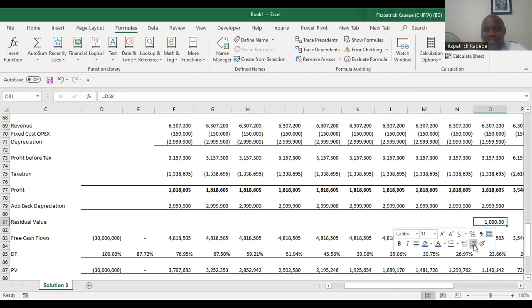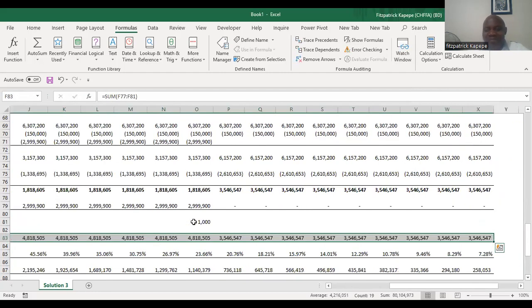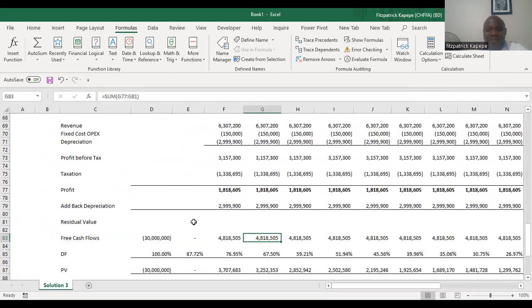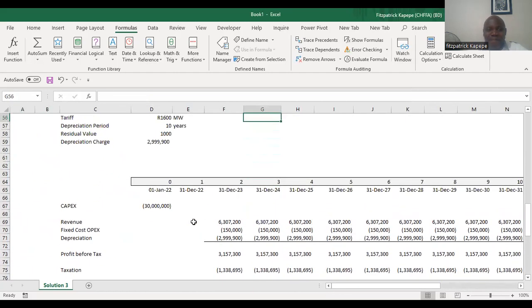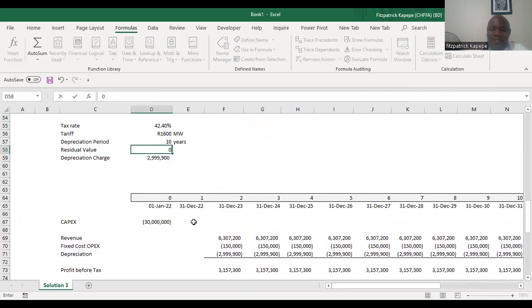I'm saying the salvage. Yes, others will call it salvage value. You see? So this is what would happen. But in this case, we are told this is 0.